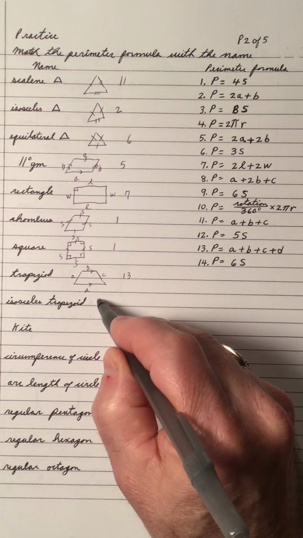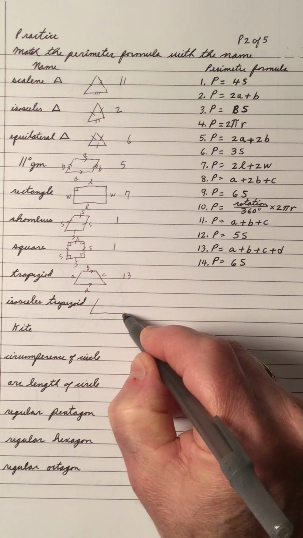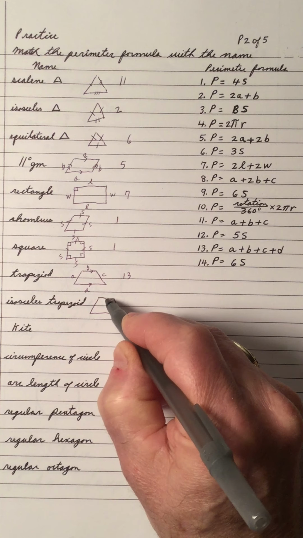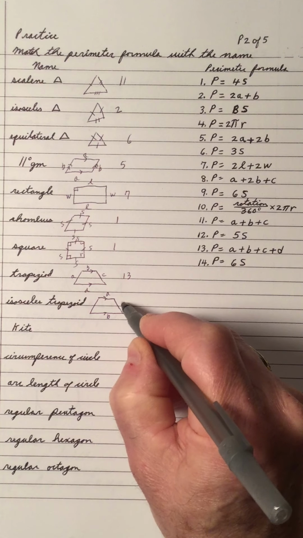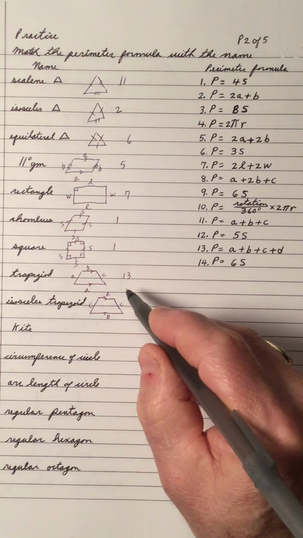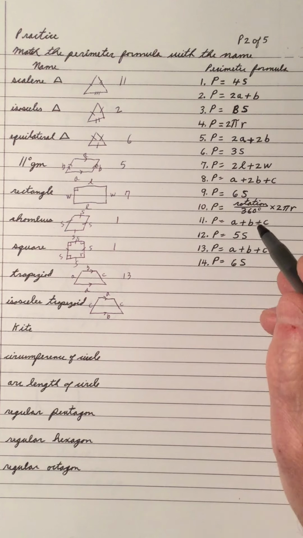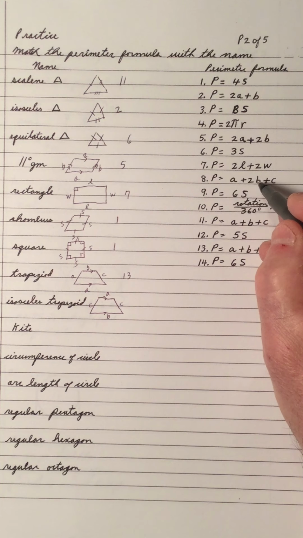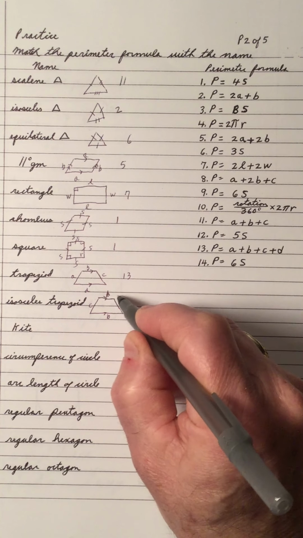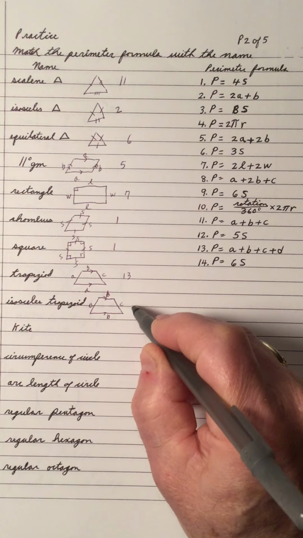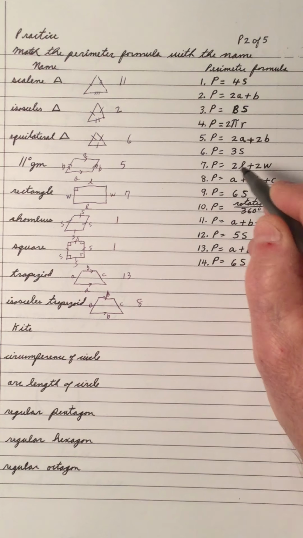But if we have an isosceles trapezoid, then we have, again, the opposite sides are parallel. That's the A and the B, but there's 2 sides equal. So we have A, B, and 2 C's. Or we could have 2 B's and an A and a C. It makes no difference, but it's number 8.